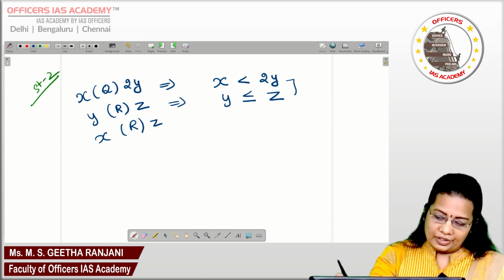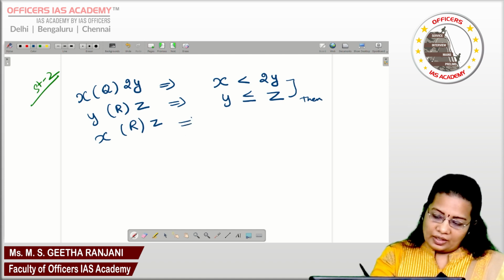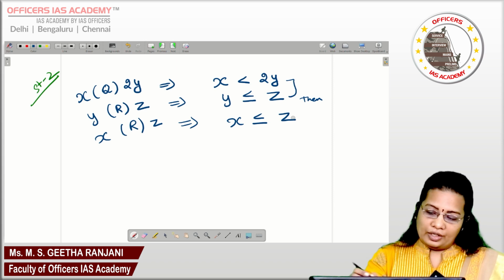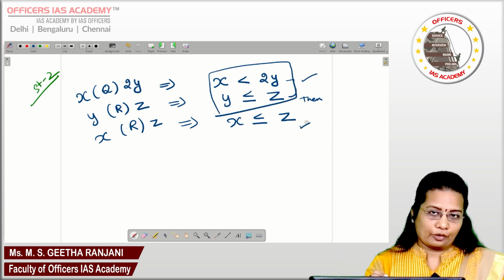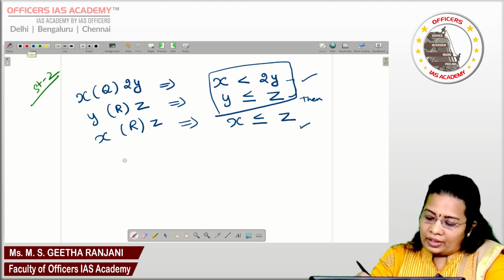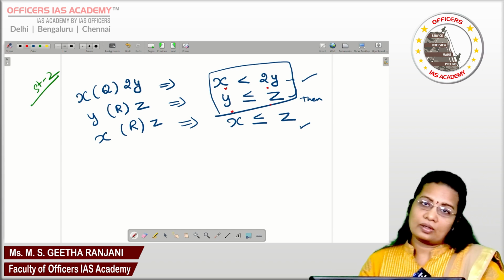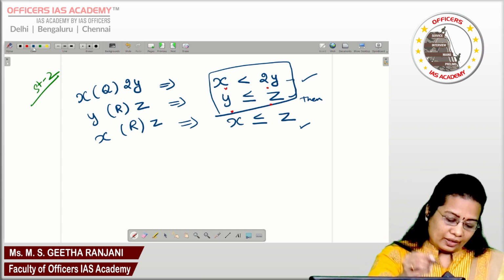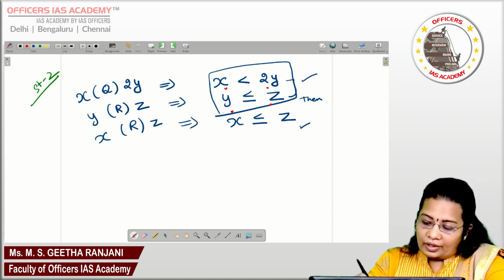These two are the conditions. Then x R z, which means x less than or equal to z. If these two are there, then this will be the correct one they are telling. So let's check with this. So here x less than 2y, here y less or equal to z. Here also we want to check with this statement. X less than 2y, here y, here 2y.